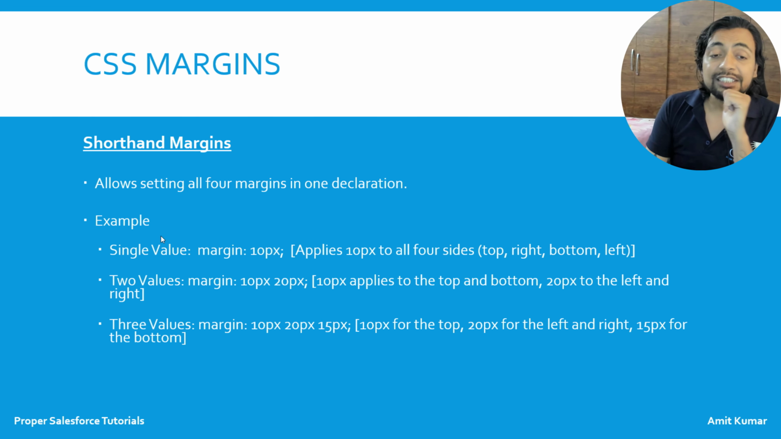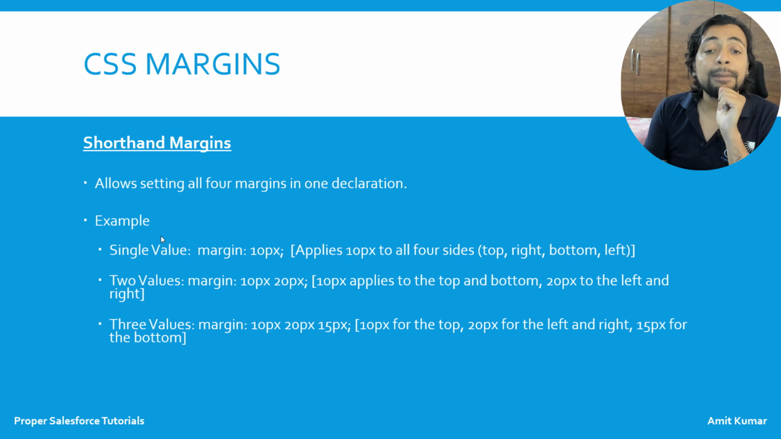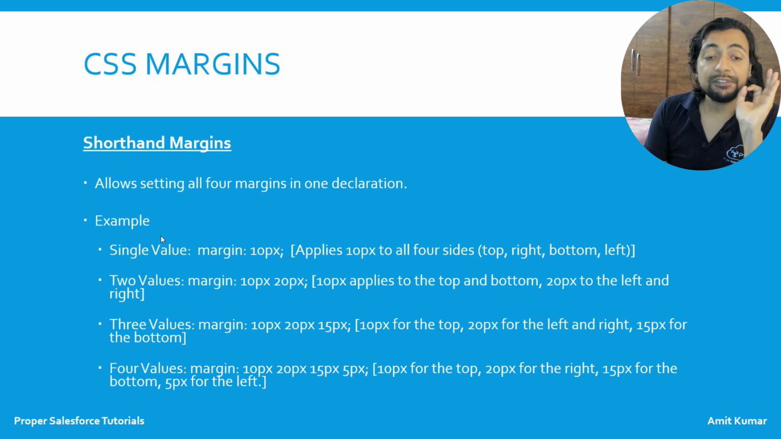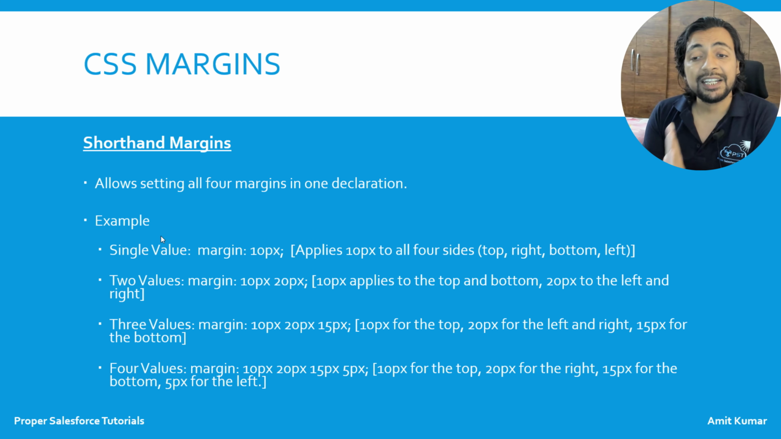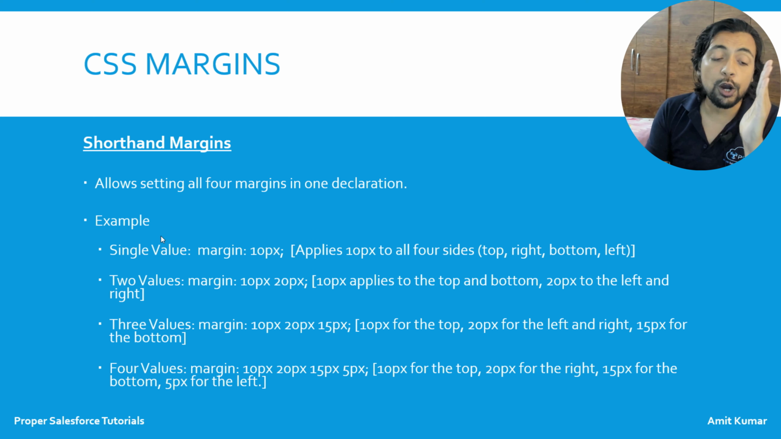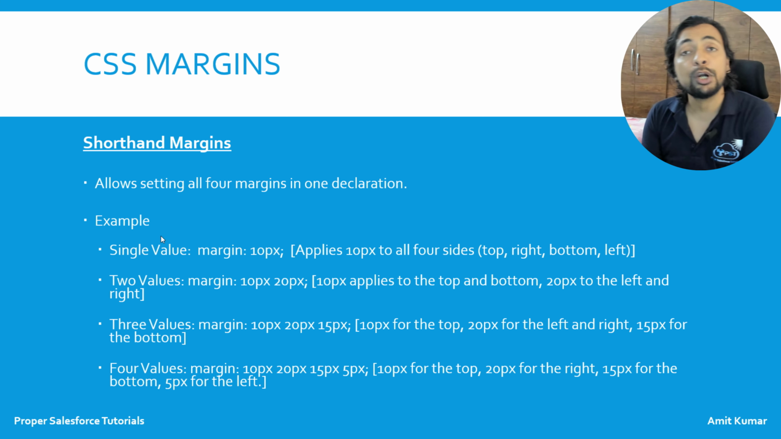If 3 values are specified, the first value will be applied to the top, the second value will be applied to the left and right, and the third value will be applied to the bottom. And if we specify 4 values, it's obvious that the first will be top, second will be right, third will be bottom, and fourth will be left. It will always be in the order of top, right, bottom, and left.